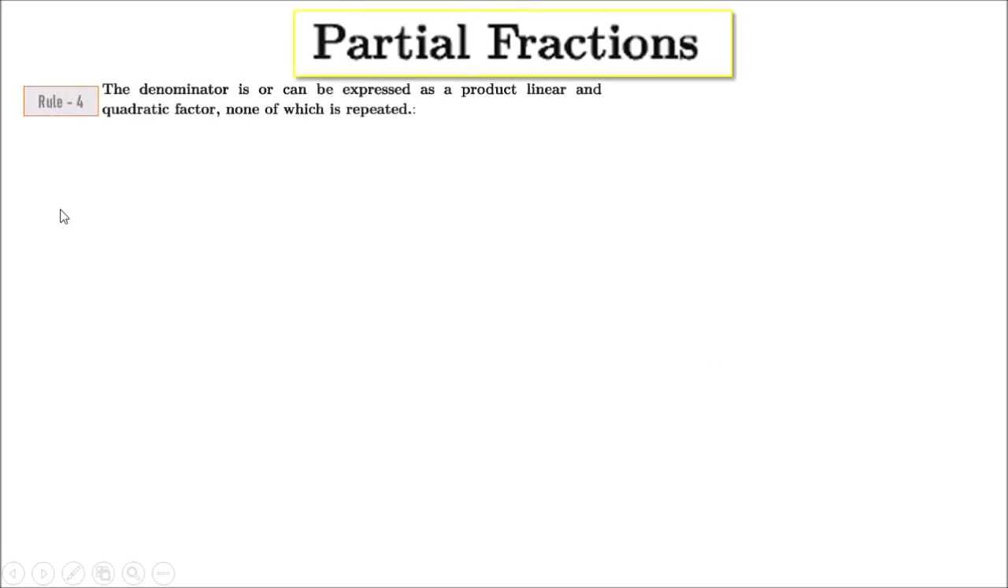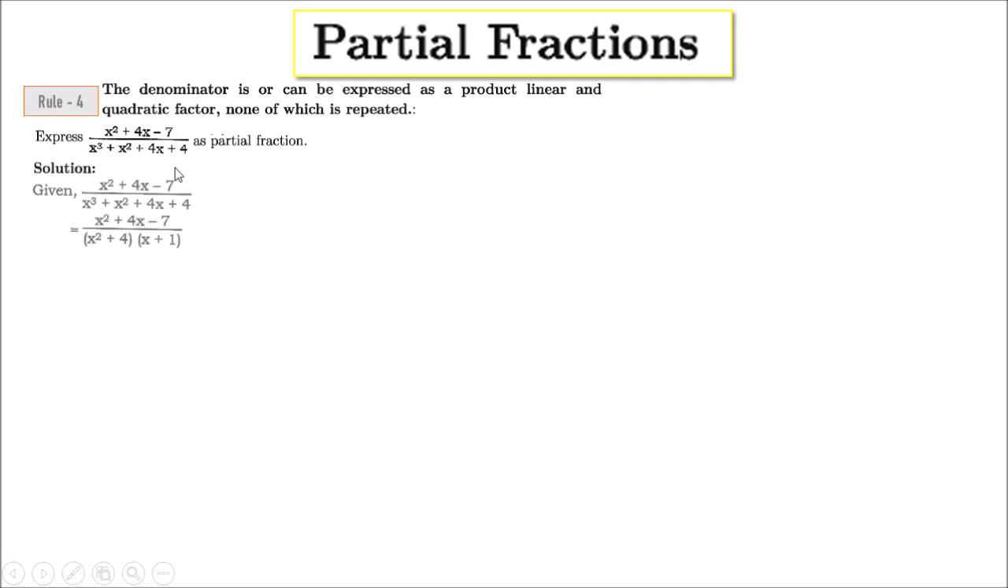Now rule number 4. The denominator is or can be expressed as a product of linear and quadratic factors, none of which is repeated. So here there is no repetition, that means there is no whole square. But for quadratic factors, individually one of them will be squared there. Like there is an example. Here is a fraction with no factorization, we have to factorize it first.